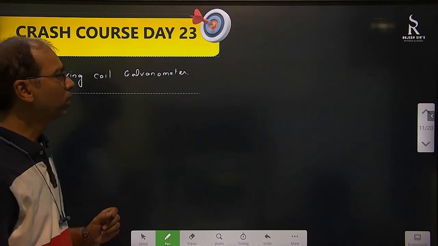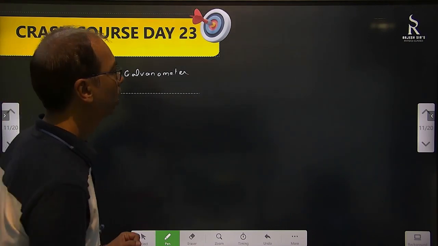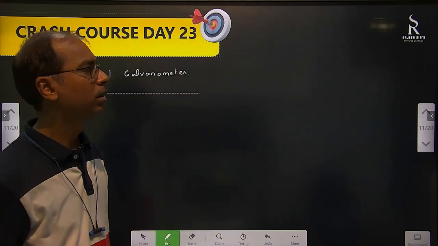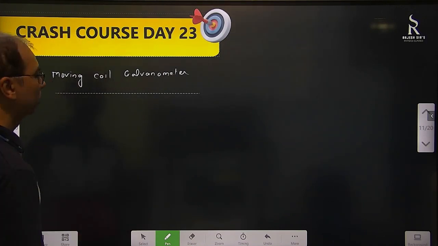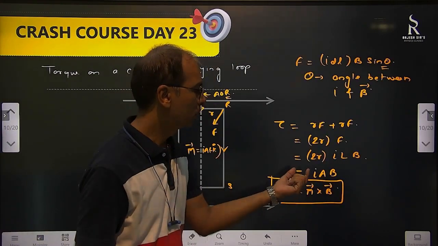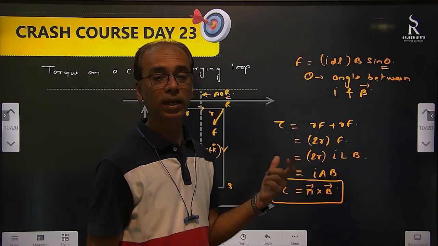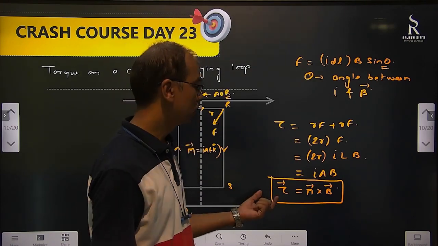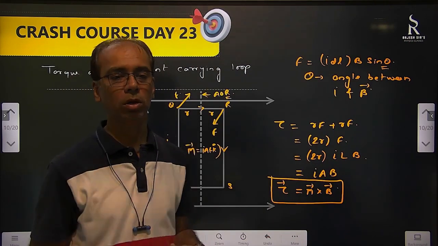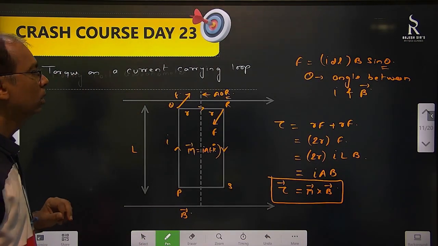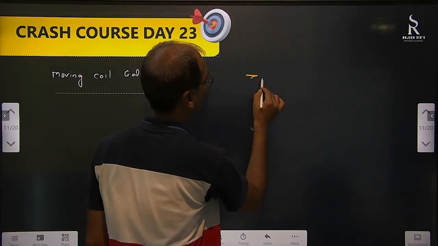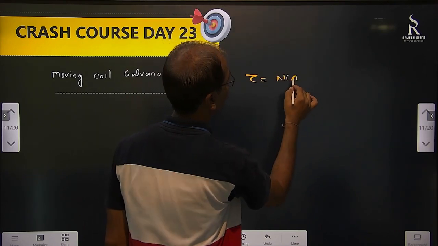So what is this moving coil galvanometer actually? In this, there is one coil on which there are a number of turns. If you use N turns, what happens to the magnetic moment and the torque? Magnetic moment becomes NIA, and the torque also becomes NIAB. So more turns in the coil, more torque on it. So in the moving coil galvanometer, we use a number of turns so that the torque becomes NIAB.